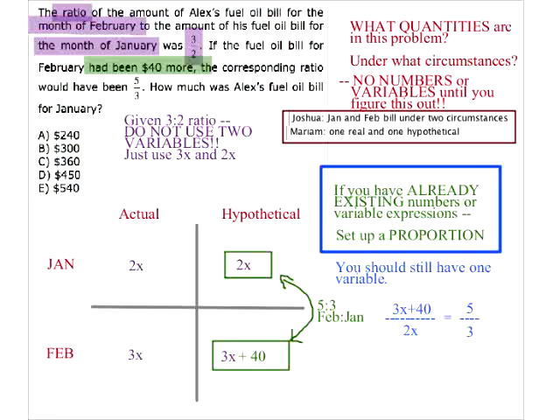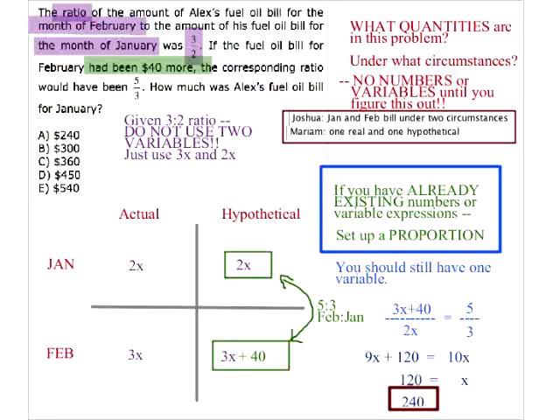Here, if you cross multiply this, you get 9x plus 120 equals 10x. So that means that 1x is 120. And so then Alex's fuel oil bill for January is $240. There you go. Any questions about this approach? So yes, Miriam, we'll look at back solving in a second. It's good that you bring that up.